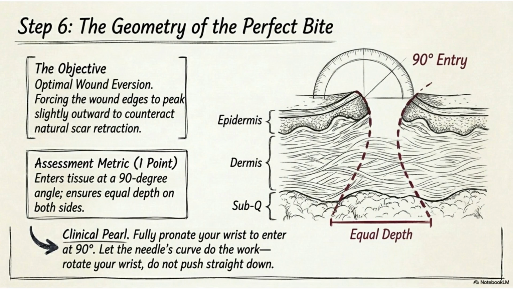Step 6 is the geometry of the perfect bite, aiming for optimal wound eversion. Enter the tissue at a 90-degree angle, ensuring equal depth on both sides. Fully pronate your wrist to achieve the 90-degree entry. Let the needle's curve do the work. Rotate your wrist, don't push down.